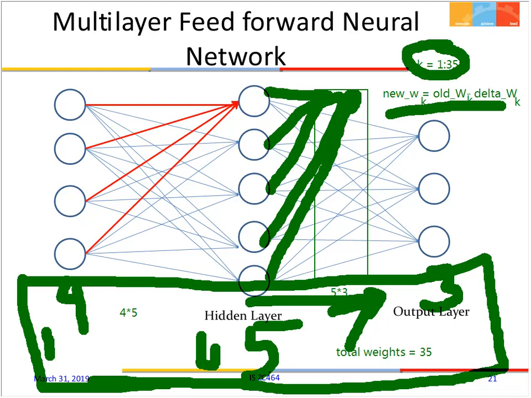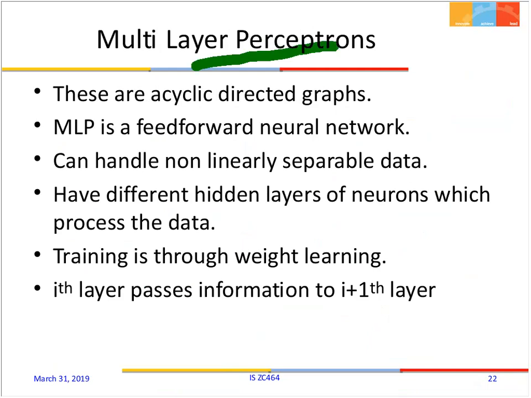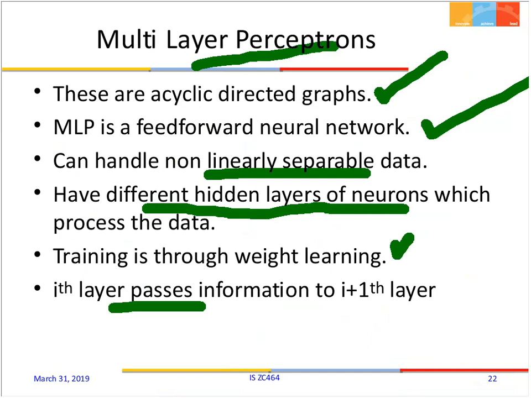Okay. So, I'm moving to the next slide. Multi-layer perceptrons are acyclic directed graphs. An MLP is a feed-forward neural network, and it can handle non-linearly separable data. It has different hidden layers of neurons which process the data, and training is through weight learning. The ith layer passes the information to the (i+1)th layer.